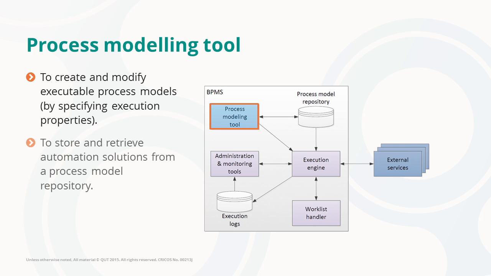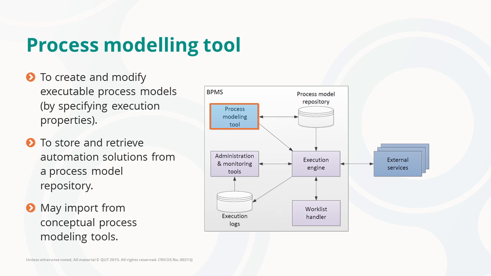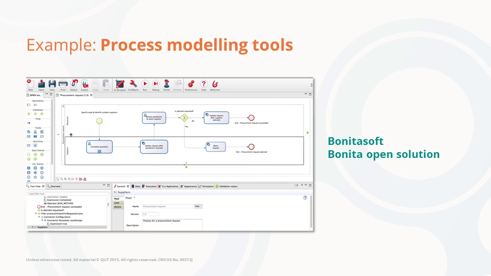We then can store, retrieve and manage those executable process models from the process model repository via the process modeling tool. Another functionality that the process modeling tool in a BPMS offers is the ability to import conceptual process models designed by process analysts into the BPMS so that business process developers can add the necessary details to make them executable. This is an example of a process modeling tool, namely BonitaSoft Bonita Open Solutions.